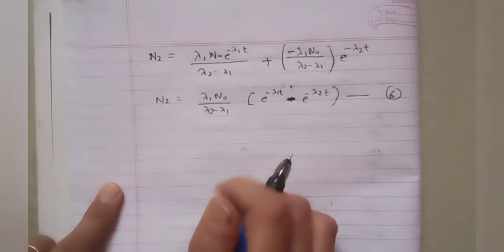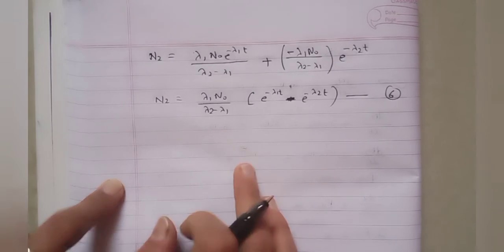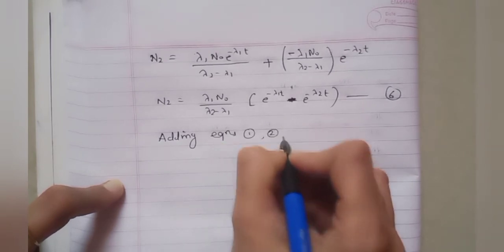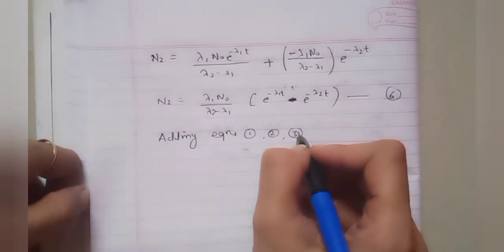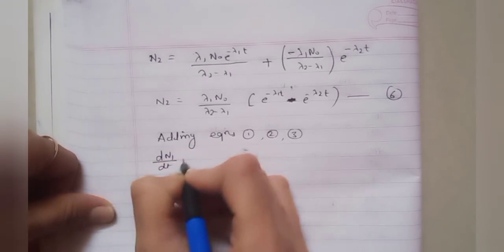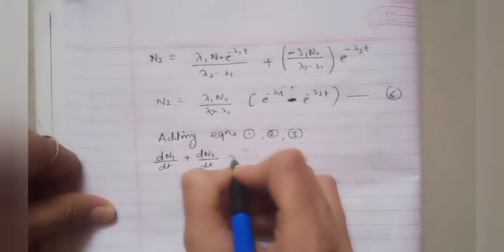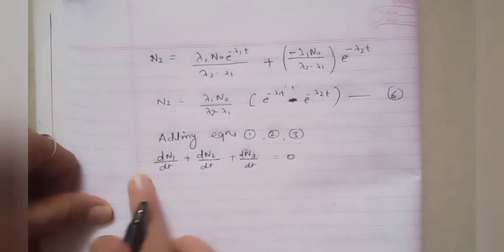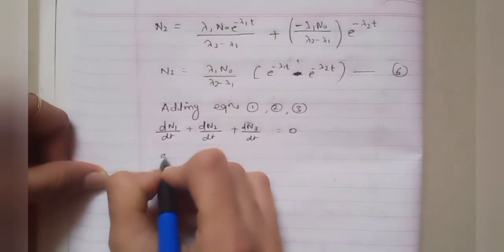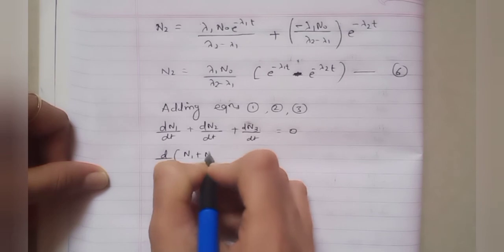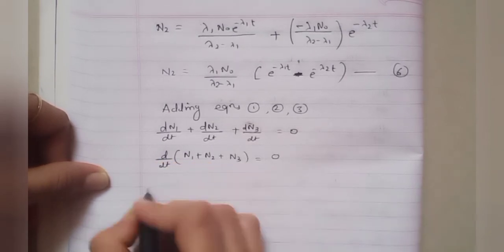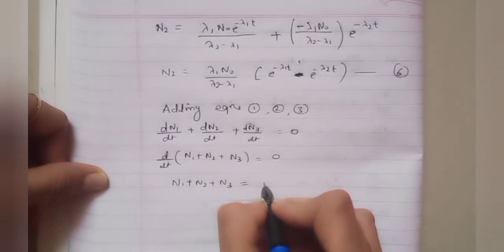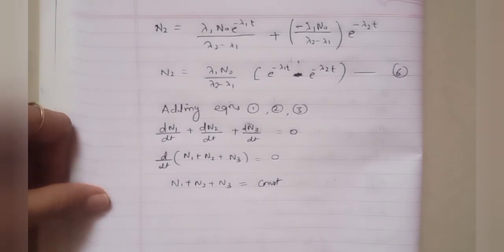Okay, so we have equations 1, 2 and 3. In the next step, we will add equations 1, 2, 3. So we get dn1 upon dt plus dn2 upon dt plus dn3 upon dt equals 0. That means d by dt of n1 plus n2 plus n3 equals 0. The derivative is 0, which means this term is constant. So n1 plus n2 plus n3 equals constant.